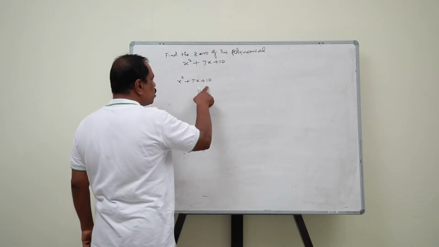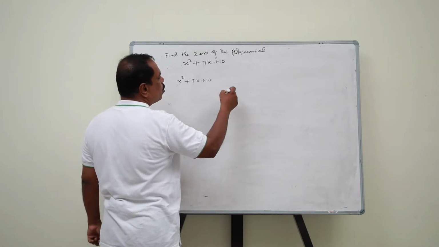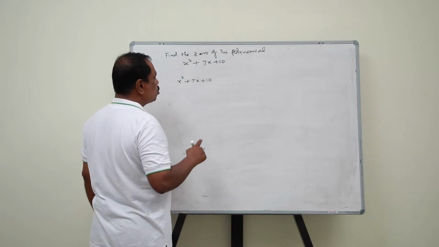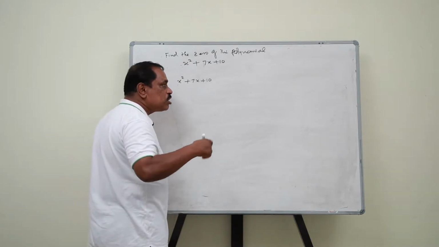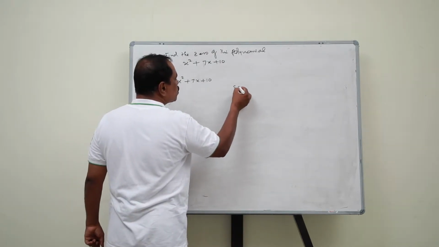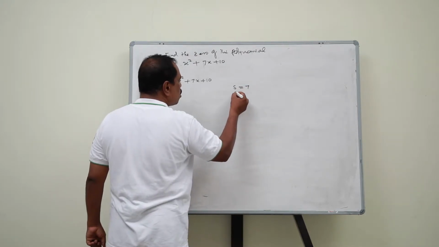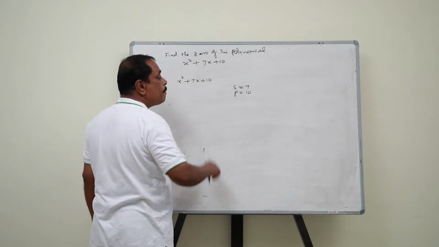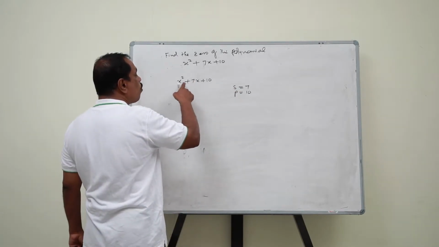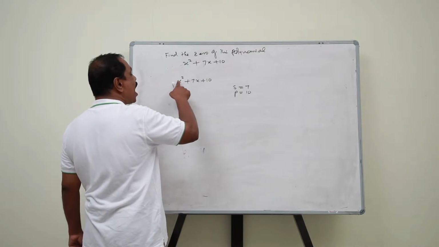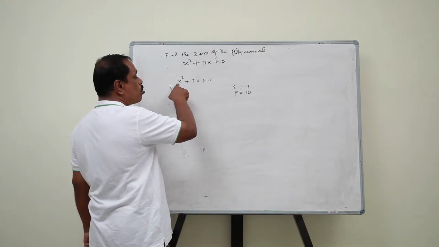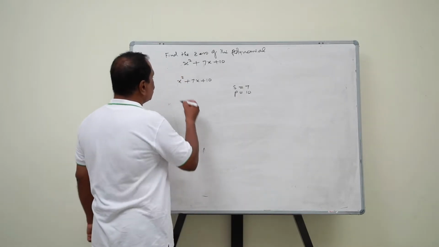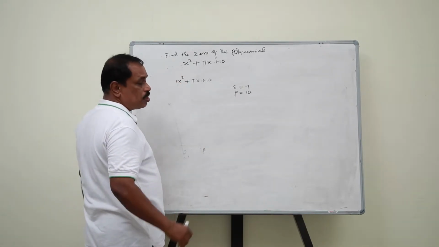Here it is easy. It's a quadratic polynomial. We can split the middle term. So factorize the polynomial by splitting the middle term, where the sum is equal to 7 and the product is equal to 10. The coefficient of x is the sum, and the product of the coefficient of x squared and the constant is the product. So here it is 1 times 10.